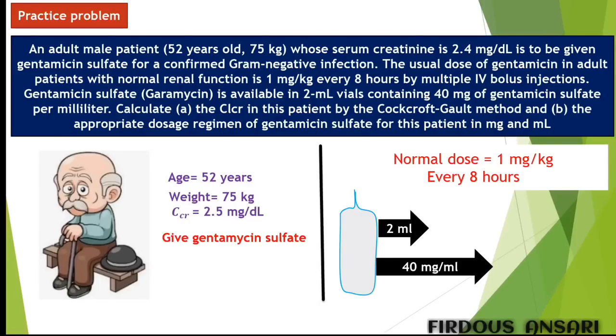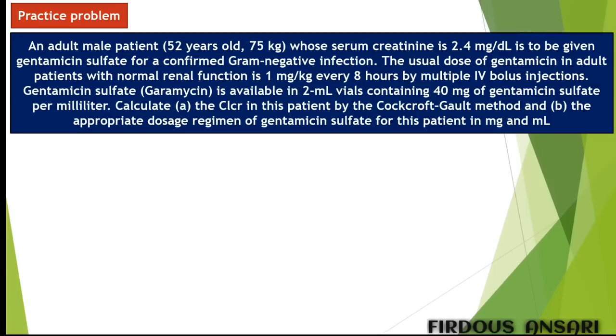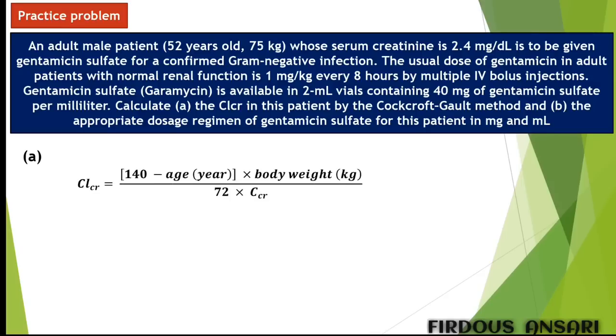What we need to find in part A is the creatinine clearance in this patient by the Cockcroft-Gault method. We will write the equation and add all the data available: age is 52, body weight 75, and serum creatinine is 2.4 mg per deciliter. So we will have the value of 38.19 ml per minute. This is the creatinine clearance. The first part of the problem is completed.